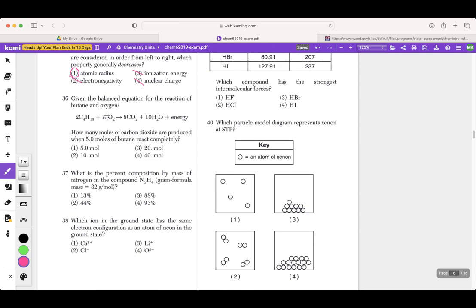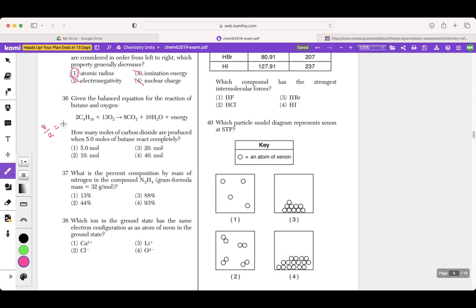36. Given the balanced equation of the reaction of butane and oxygen, how many moles of carbon dioxide are produced when 5 moles of butane react completely? When you see a question phrased like this with a chemical formula, you're looking at a mole ratio question. So you're going to set up a proportion. On the left-hand side, I like to write what I find from the equation. So we're looking at carbon dioxide to butane. There's 8 carbon dioxide in that equation, and there is 2 butane.